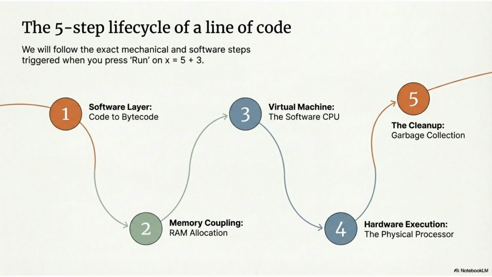for execution. We will examine the 5-step lifecycle of a line of code, following the mechanical and software steps triggered by the simple assignment, x = 5 + 3. This includes code translation, memory allocation, virtual machine processing, hardware execution, and cleanup.